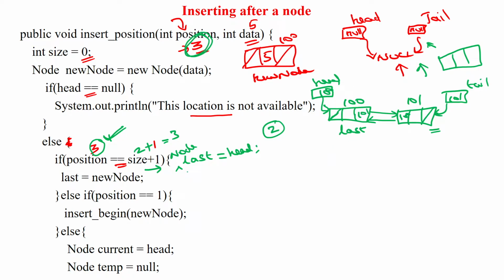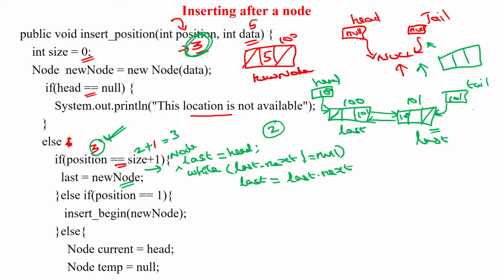Then we have to check and send the node to the last position. For that, we write while last dot next not equal to null. We can move step by step into the last node by using these 2 lines of code. Then we will move into the last node, and the last node's next is assigned with the new node. So the new node will be assigned here.